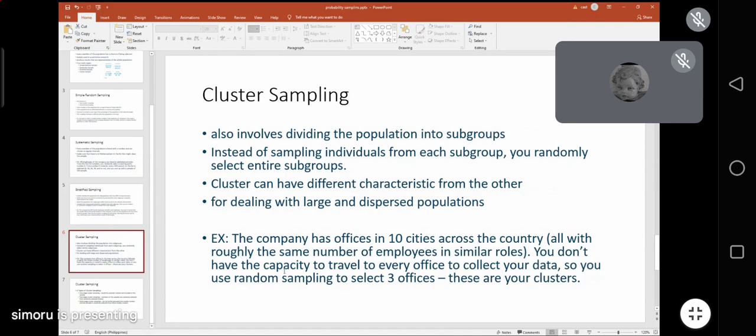So here's an example. The company has 10 offices in 10 cities across the country, all with roughly the same number of employees in similar roles. So those 10 offices will now be your clusters. You don't have the capacity to travel to every office to collect your data, so you use random sampling to select 3 offices, and those are your clusters.